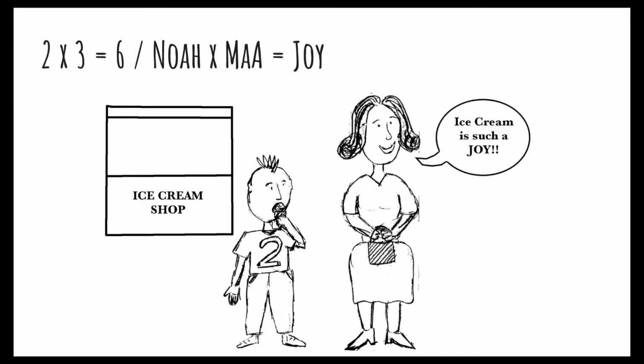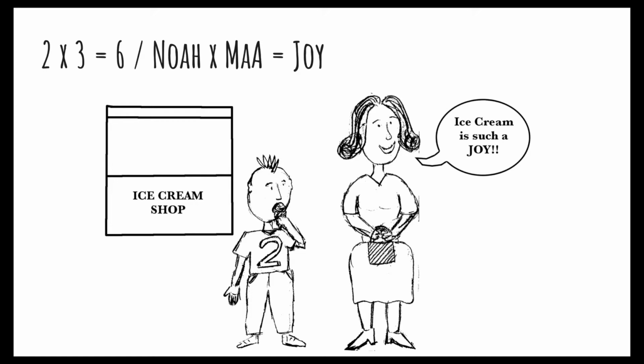That brings us to our next story. Another day, Noah and his ma went to the ice cream shop, and his ma bought Noah his favorite mint chocolate ice cream. Now Noah was enjoying his ice cream, and seeing Noah enjoy his ice cream brought a lot of joy to Ma. His ma was so happy seeing her son eat ice cream. Thus, Noah times ma equals joy.